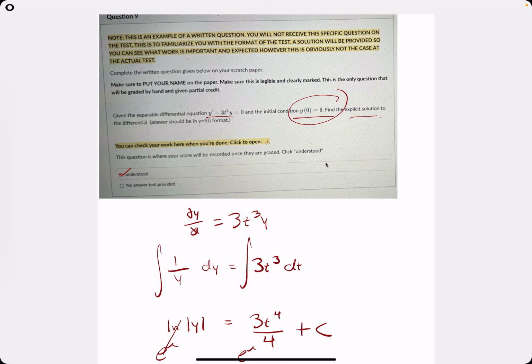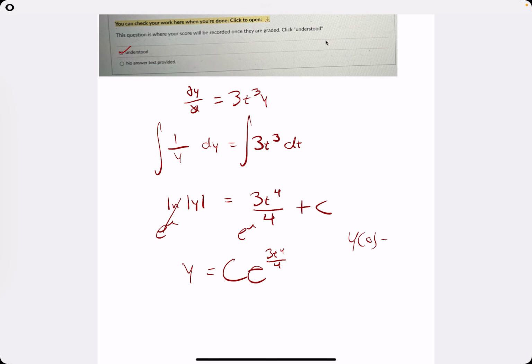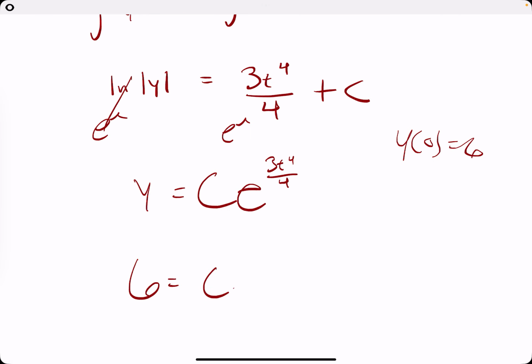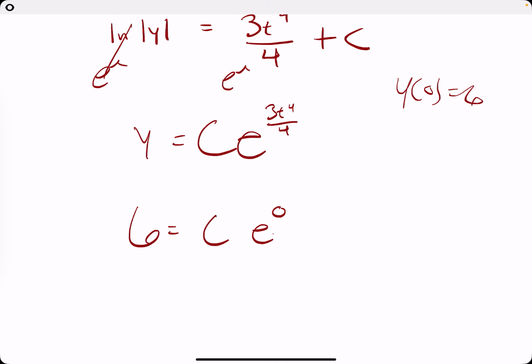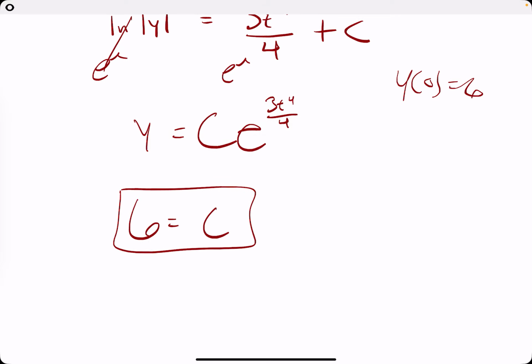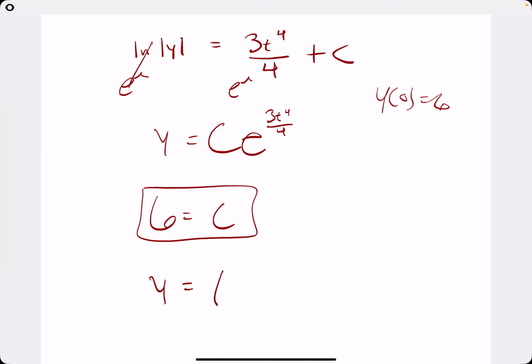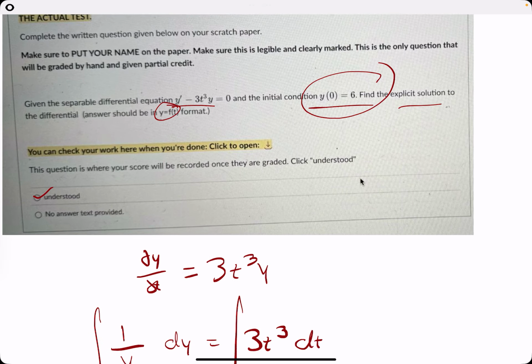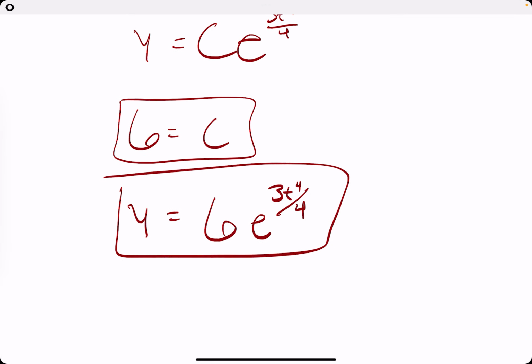Now we use the initial condition. Y of 0 equals 6. So 6 for y, 0 for t. That's going to make everything up there 0. So that really just makes c equal to 6. And you say that y is now equal to 6e to the 3t to the 4th over 4. And that's your final solution. And that is in the format y equals f of t.